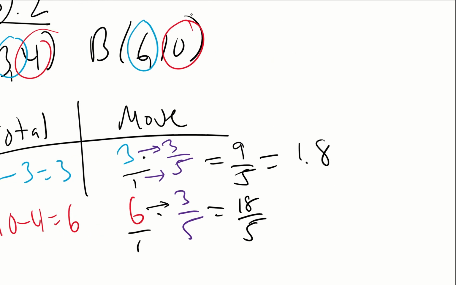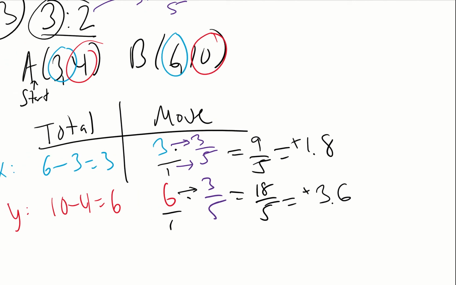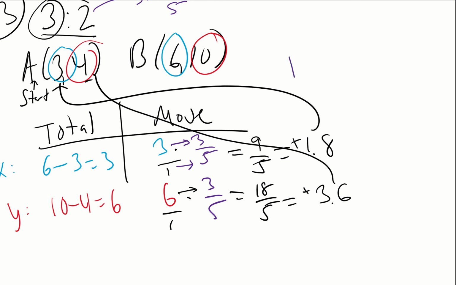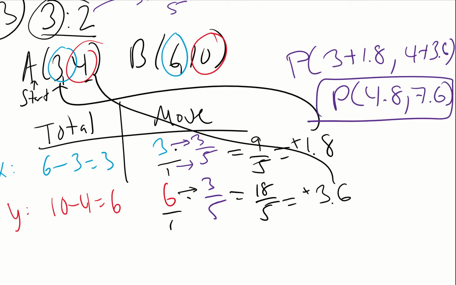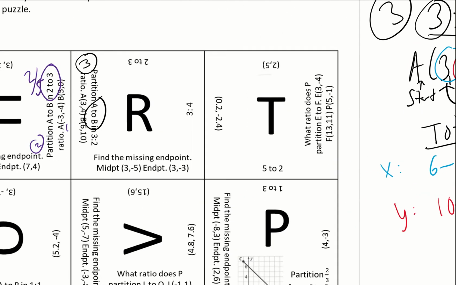9/5 is 1.8. 18/5 should be 3.6. These are both positive, so you're going to be adding them. You're going to add them to what? You're going to add them to A, because A is your starting point. So my final coordinate is 3 plus 1.8, 4 plus 3.6. So we have here 4.8 and 7.6. All right, that takes care of number 3.